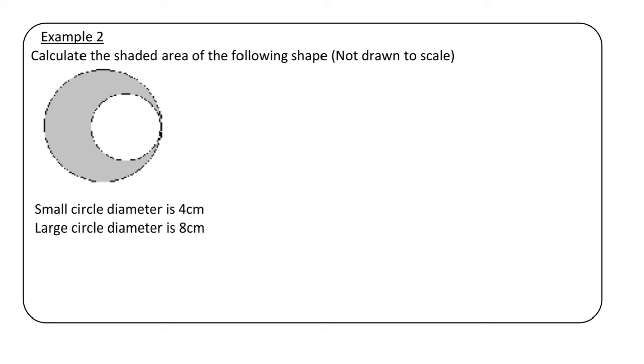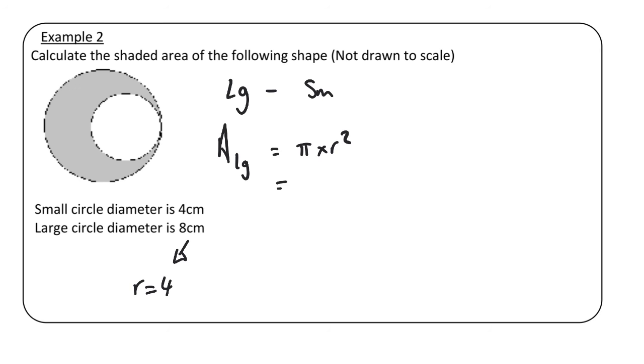Example 2, calculate the shaded area. What we have in this is a large circle minus a small circle. If we work out the area of the large, that's going to be π times r squared. We're told the large circle has a diameter of 8, that means the radius is 4, because to work that out we divide it by 2. So it's π times 4 squared, which is π times 16, which gives us an answer of 50.265 squared centimetres.